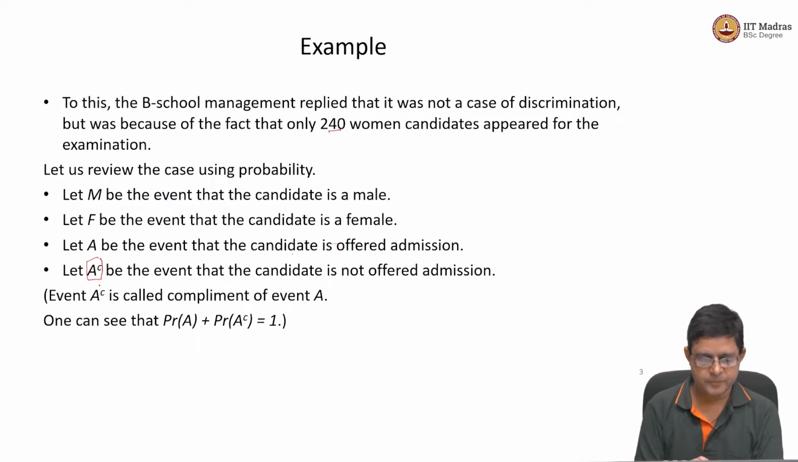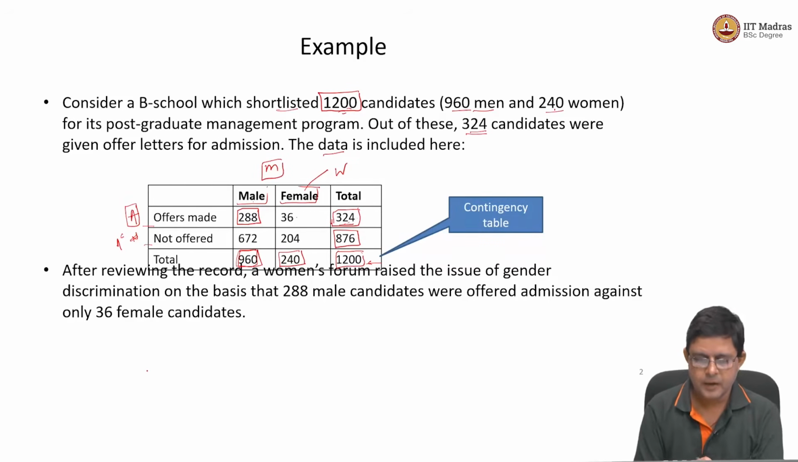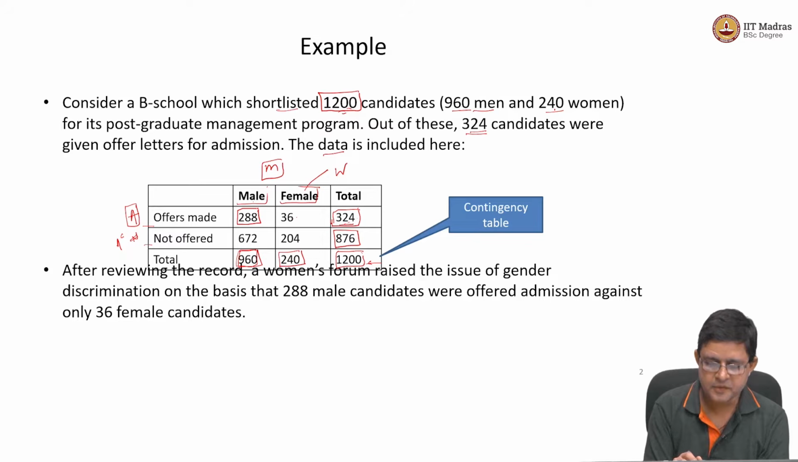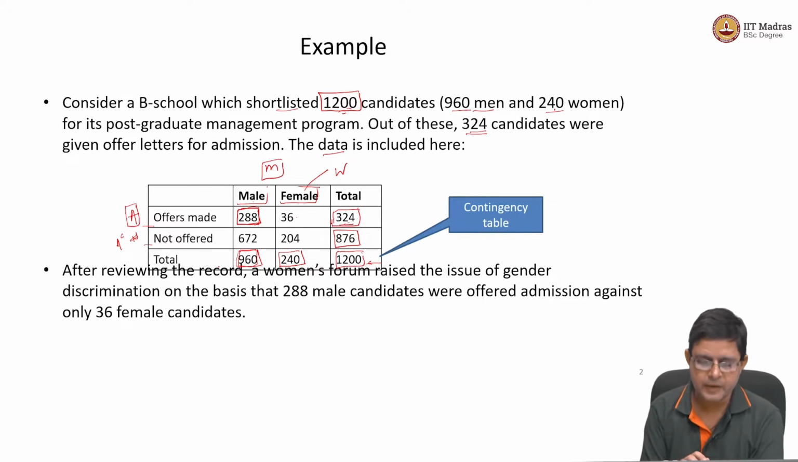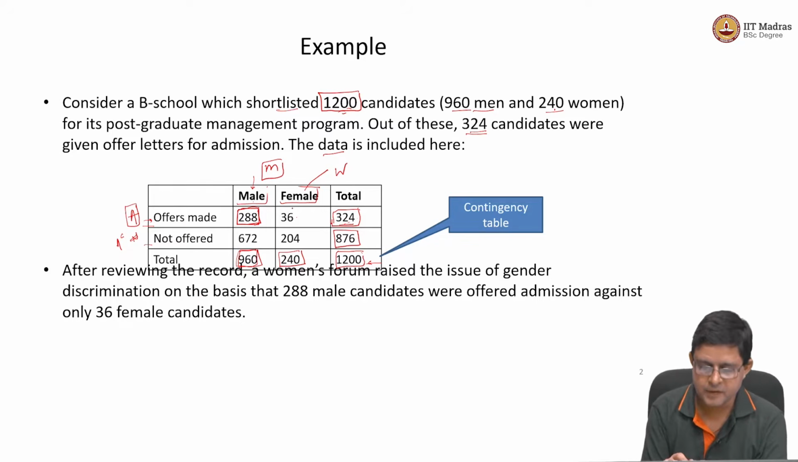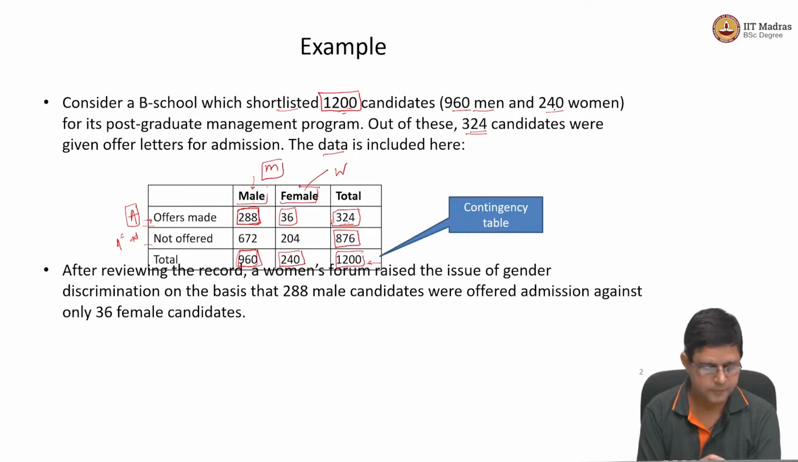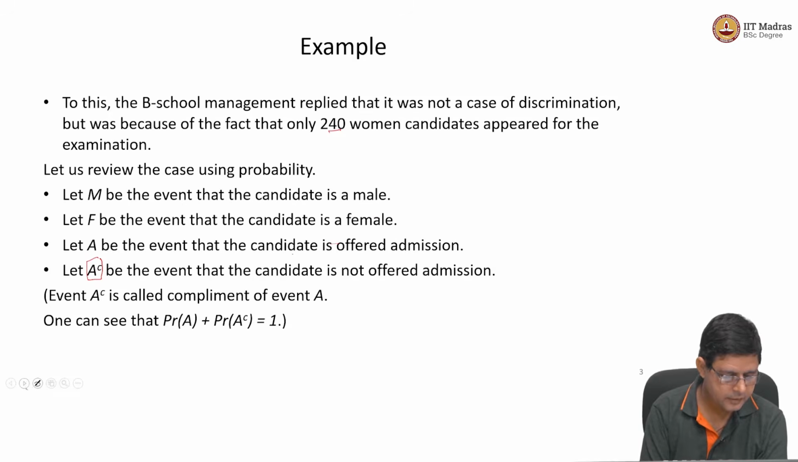So, these are the 4 events. Now, you look at the table. These cells, for example, 288 does not represent a single event happening. 288 actually seems to be a combination of 2 events. What is the combination here? It is the combination that the candidate is a male candidate and he is offered admission. This 36 is a combination of 2 events. What are the 2 events? The first event is that the candidate is a female candidate, and this is also a candidate who is offered admission. So, simply defining these events may not be enough.